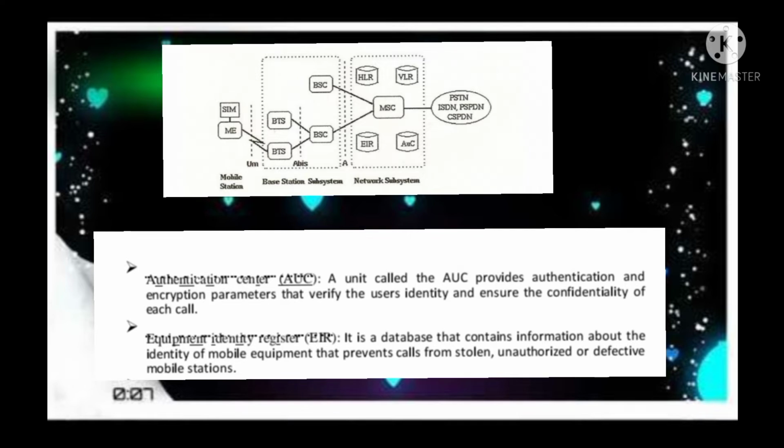Authentication Center. A unit called the AUC provides authentication and encryption parameters that verify the user's identity and ensure the confidentiality of each call. Equipment Identity Register. It is a database that contains information about the identity of mobile equipment that prevents calls from stolen, unauthorized, or defective mobile stations.